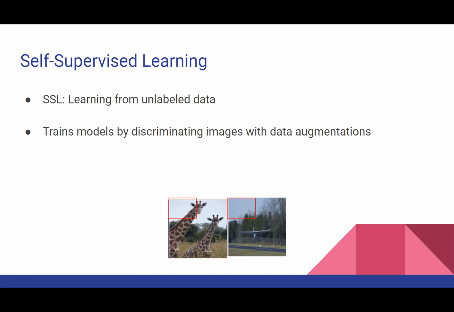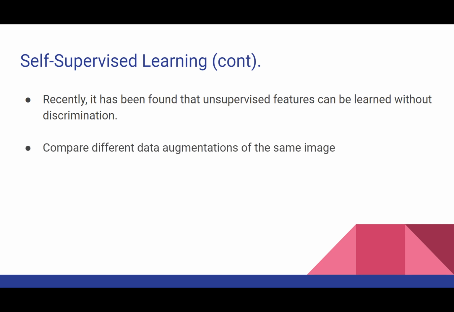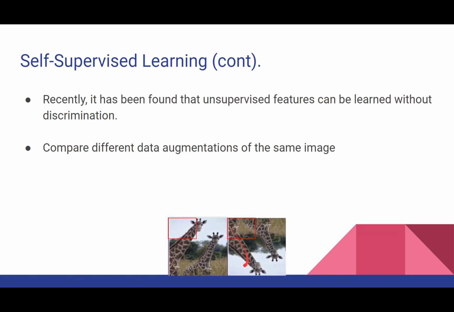You're either comparing it to every image, which would take forever, or you would have to have a large batch size. So to solve this issue, recently it has been found that unsupervised features can be learned without discrimination. And this is done by comparing different data augmentations of the same image. So we have the same image A here, and we're going to compare it to that same image with a different data augmentation. In this case, this has been turned 180 degrees and has also been mirrored. And that is another way to obtain feature maps of the same image by only using the image itself. A good model that does this is Bootstrap Your Own Latent, or BYOL.